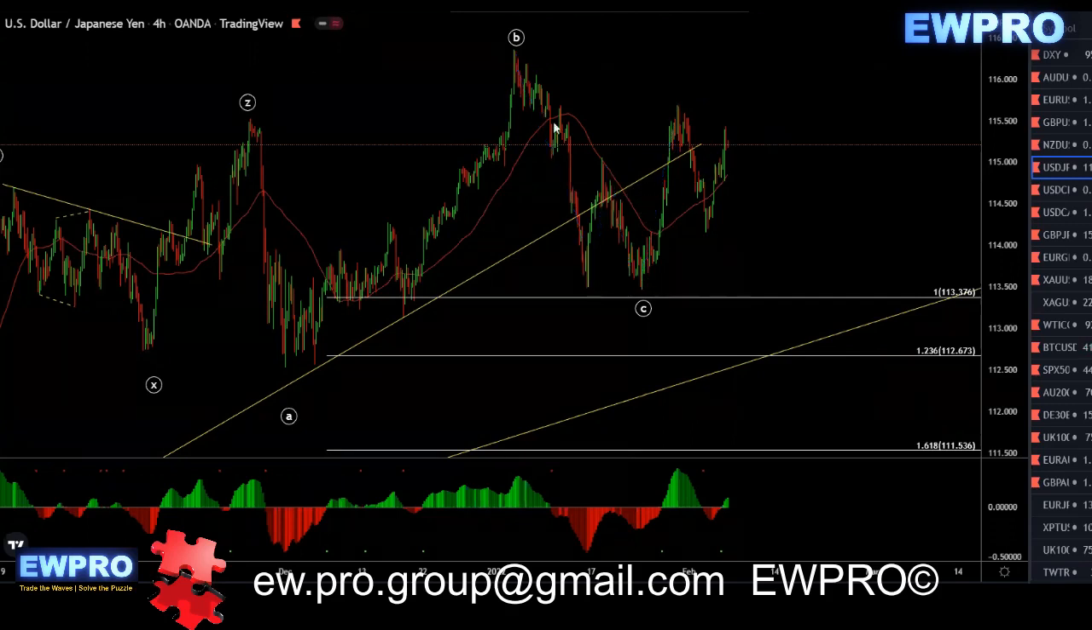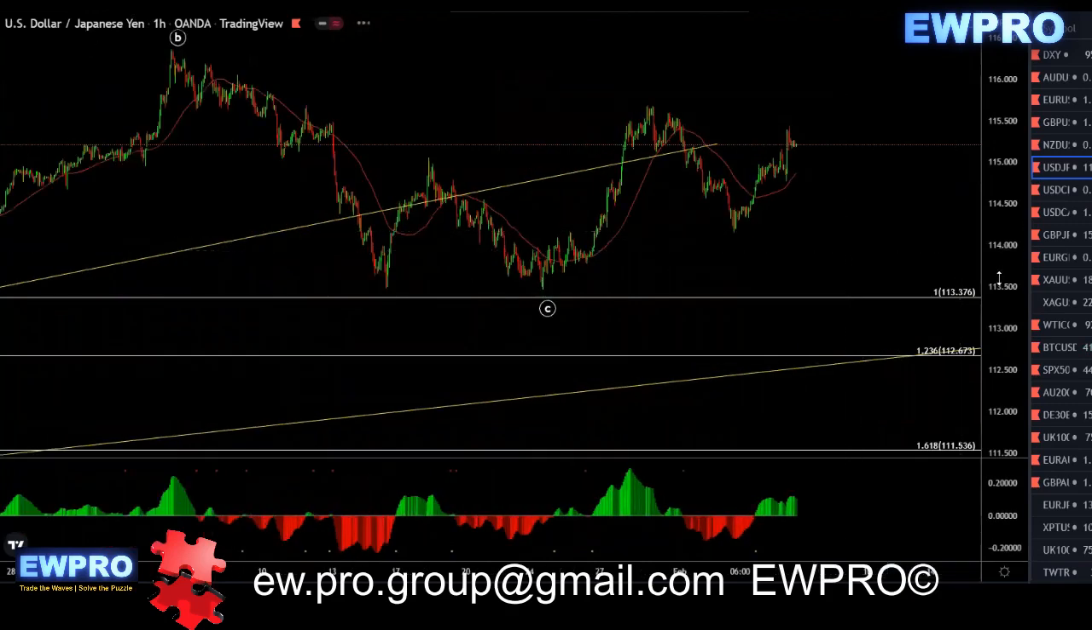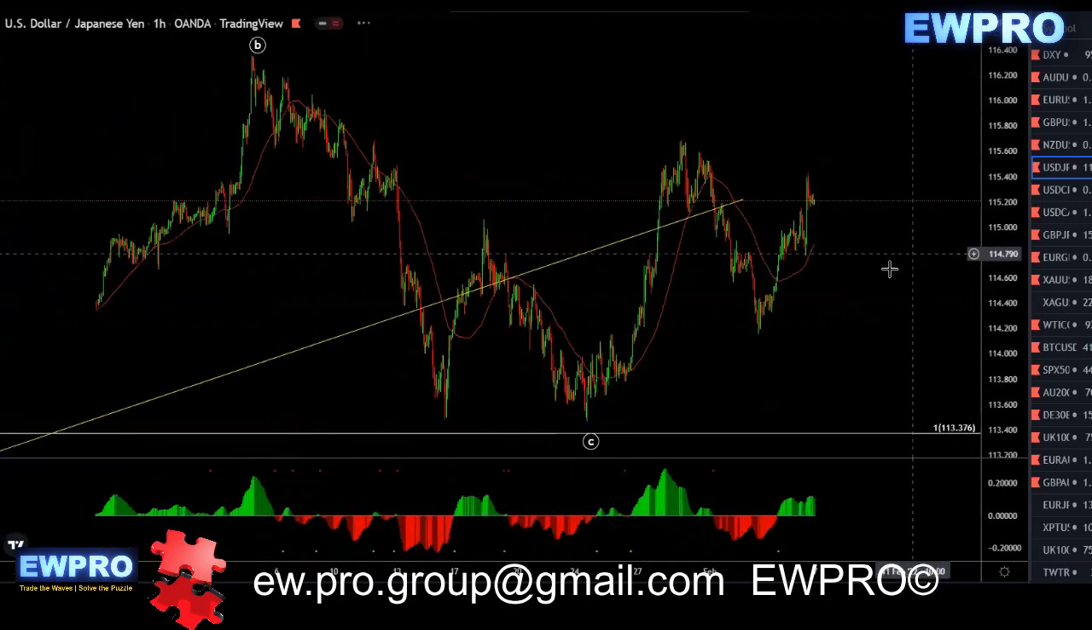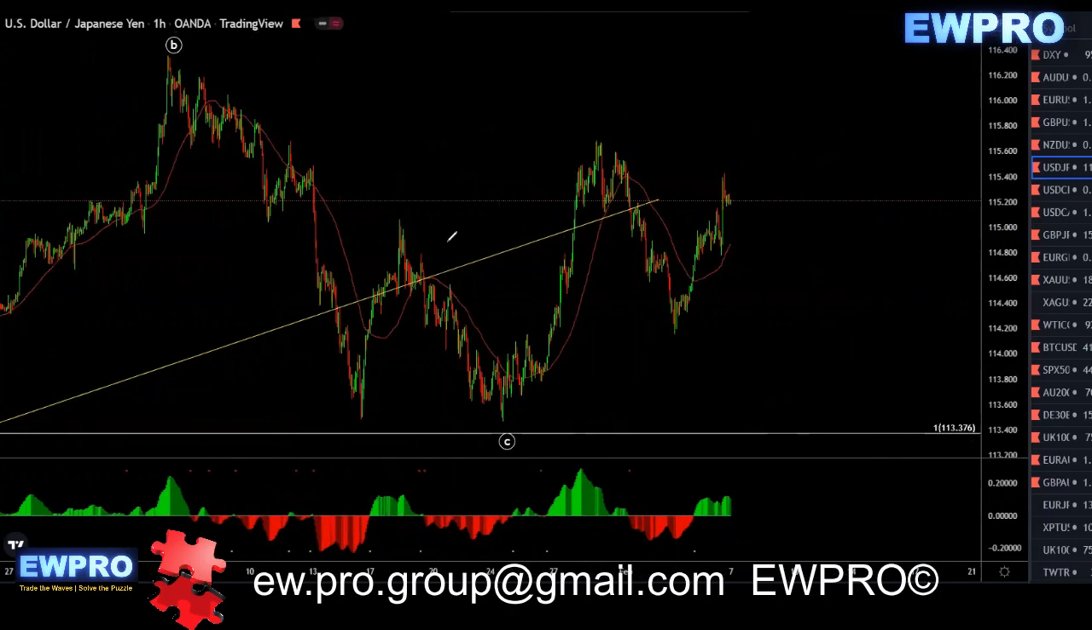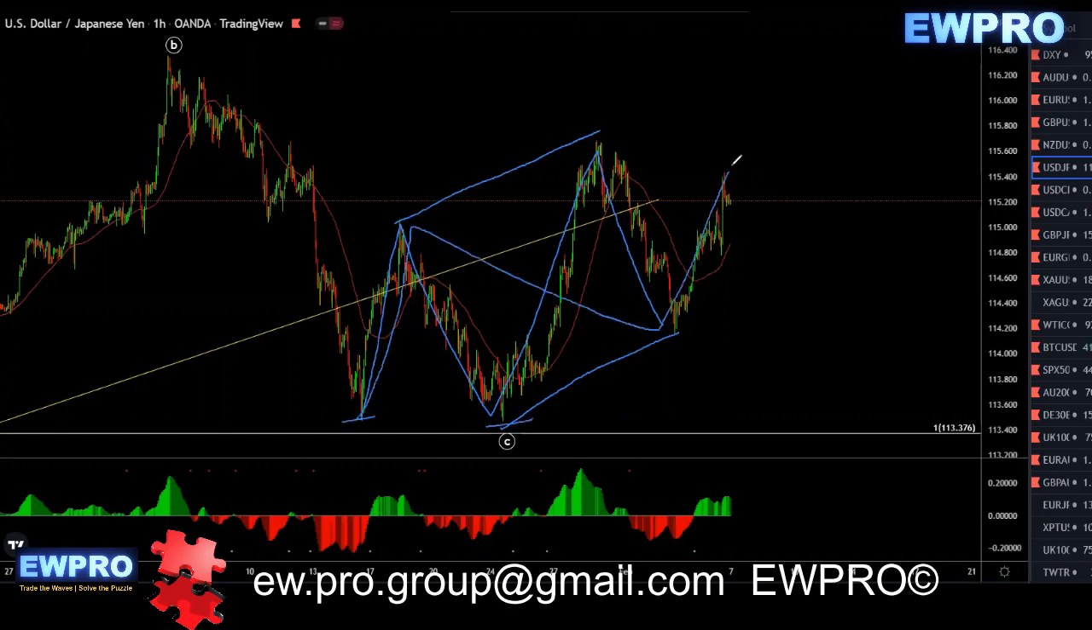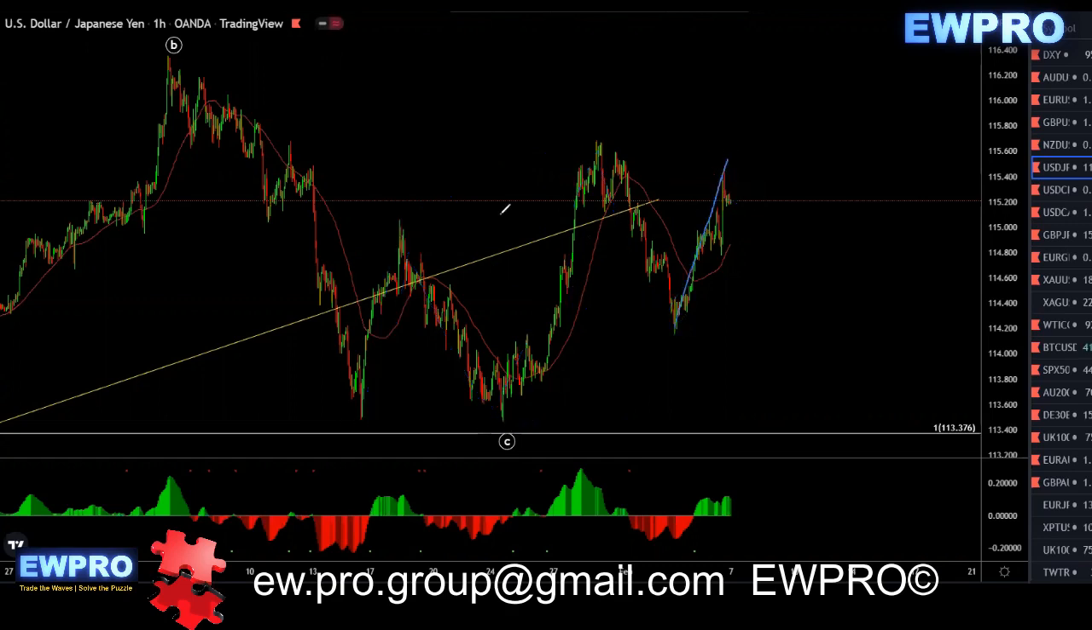If we look on the H1, there's a couple of different ways again how we can look at this. And that's a problem, because we can look at this as an A, B, C for a flat in here. That did go and break the low for an A, B, C, and then we get more downside. The problem with the buy is for this wave C up, it just has to break the ending point of wave A, and it's already done that.